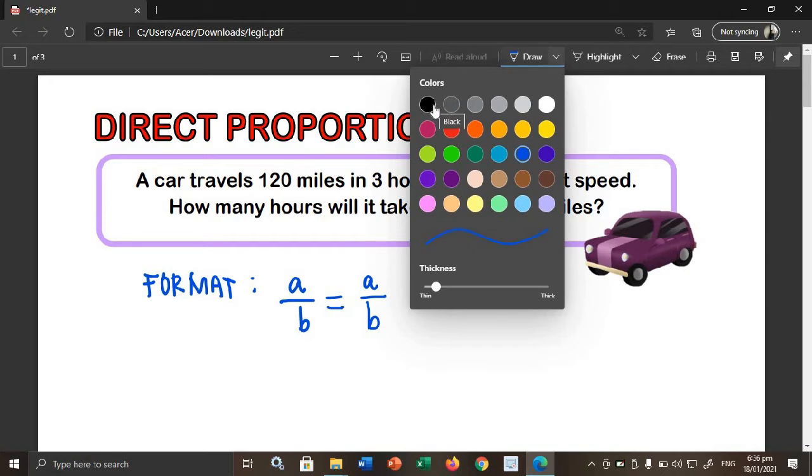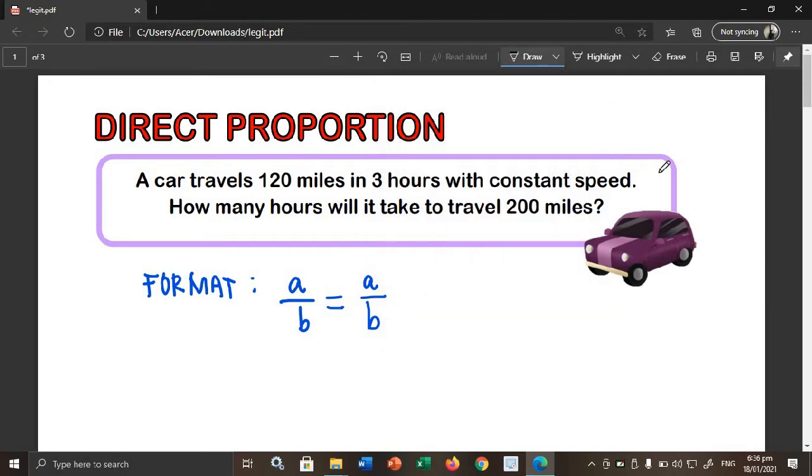So, let's solve this word problem regarding direct proportion. A car travels 120 miles in 3 hours with constant speed. How many hours will it take to travel 200 miles?